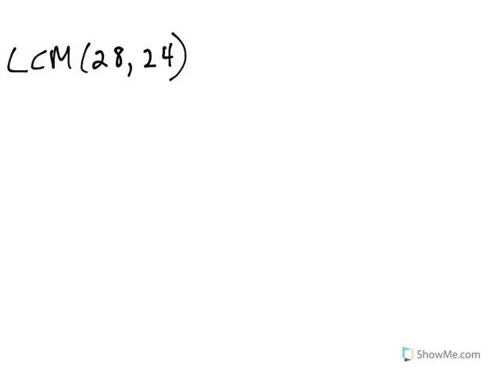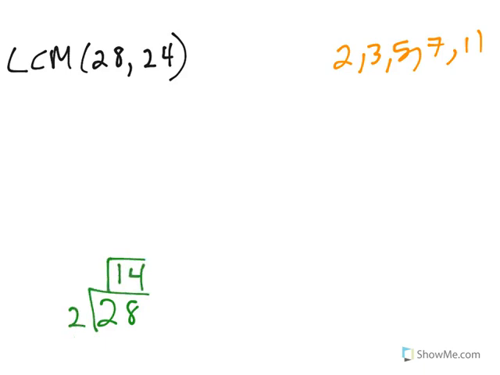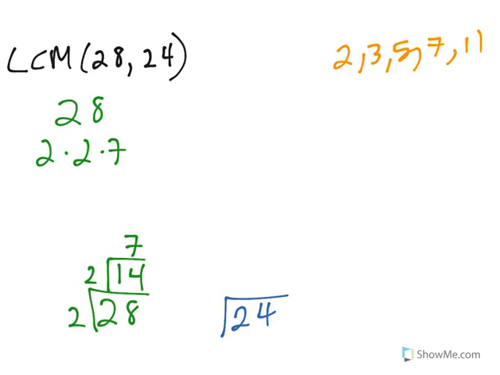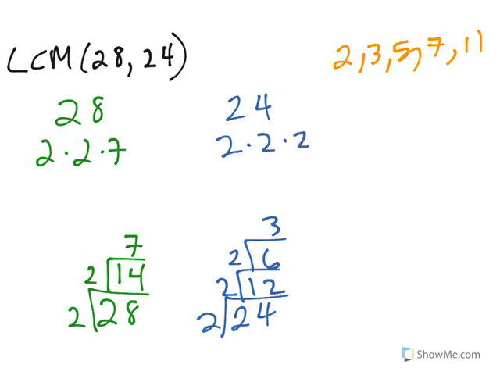Okay, let's try one more. Let's try to find the least common multiple between 28 and 24. So we'll start out with our prime factors of 2, 3, 5, 7, and 11. And we'll find the prime factors of 28 first. So 2 goes into 28 14 times, and 2 goes into 14 7 times. So the prime factors of 28 are 2 times 2 times 7. Okay, next we'll do 24. The prime factors of 24, well, we'll do 2 goes into 24 12 times, and 2 goes into 12 6 times, and 2 goes into 6 3 times. So the prime factors of 24 are 2 times 2 times 2 times 3.